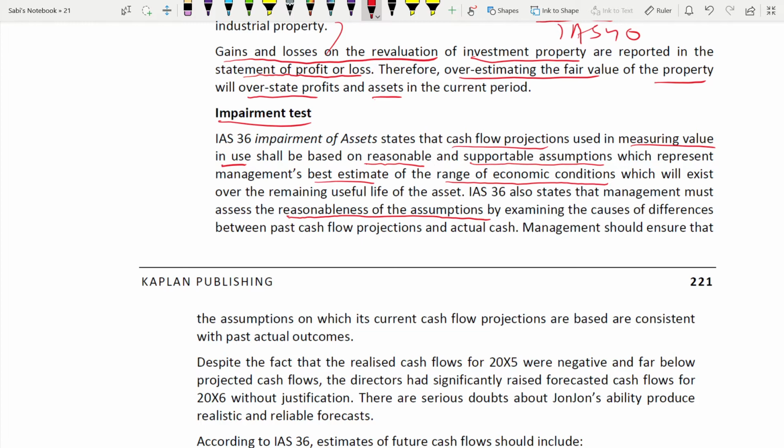Management has to do this by examining the causes of differences. How are you going to do this? Whether assumptions are real or not? You see the differences. What are the causes of differences? Why it suddenly increased when it was negative in 2005, but you can see in 2006 significantly they increased. So it looks very unreasonable, right? So you have to first find out, question, why is this difference between the past cash flow and the actual cash?